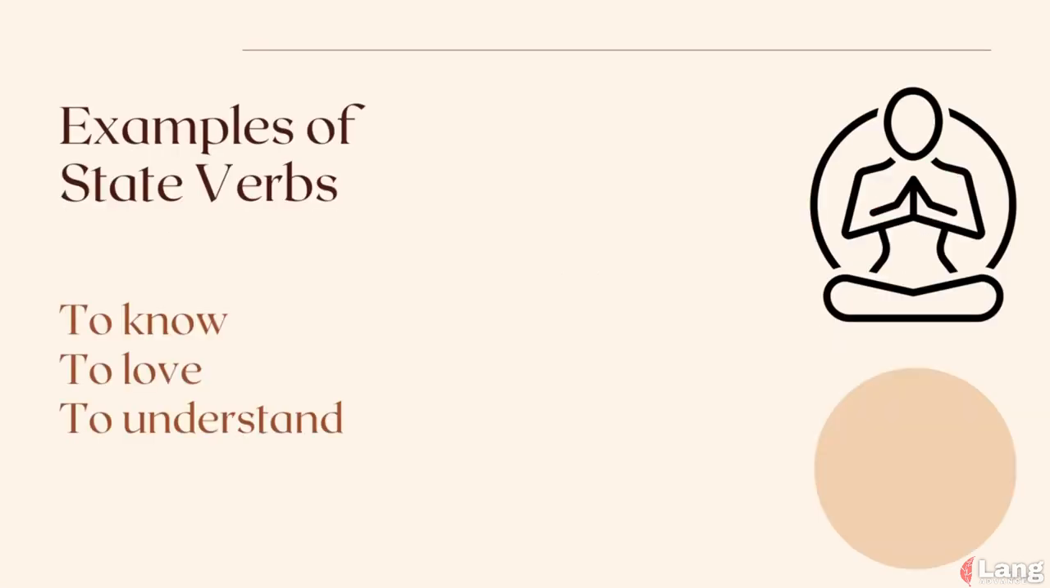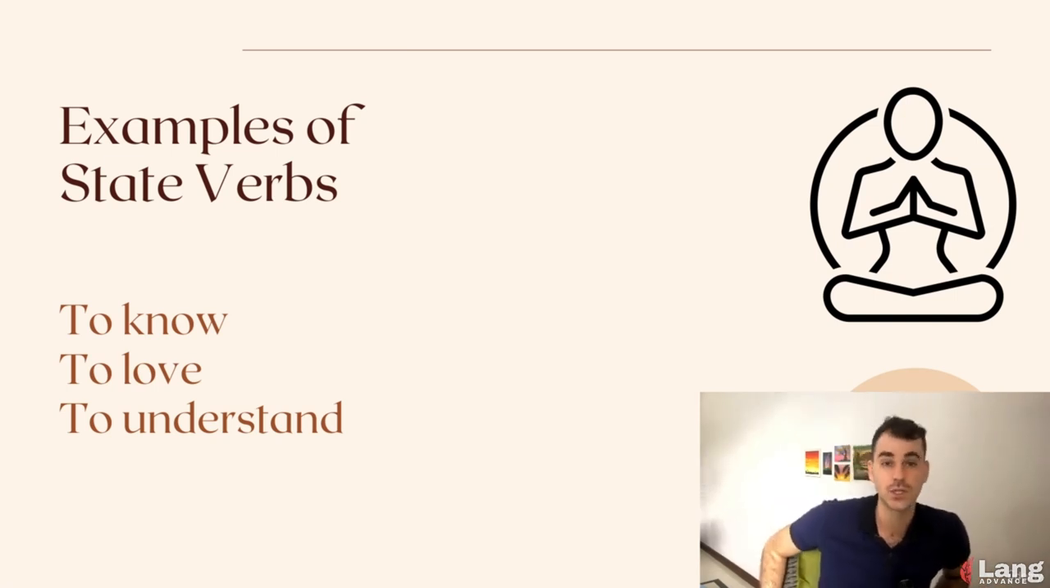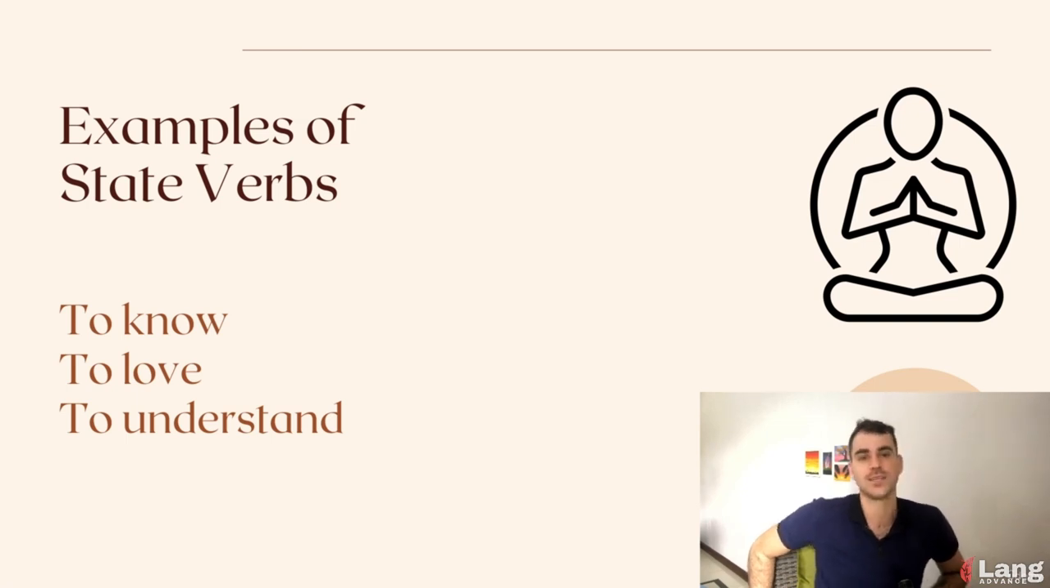Examples of state verbs: to know, to love, to understand. Yeah, so to know something, it's not really an action. It's a state of being. I know this. Same with love and understand.